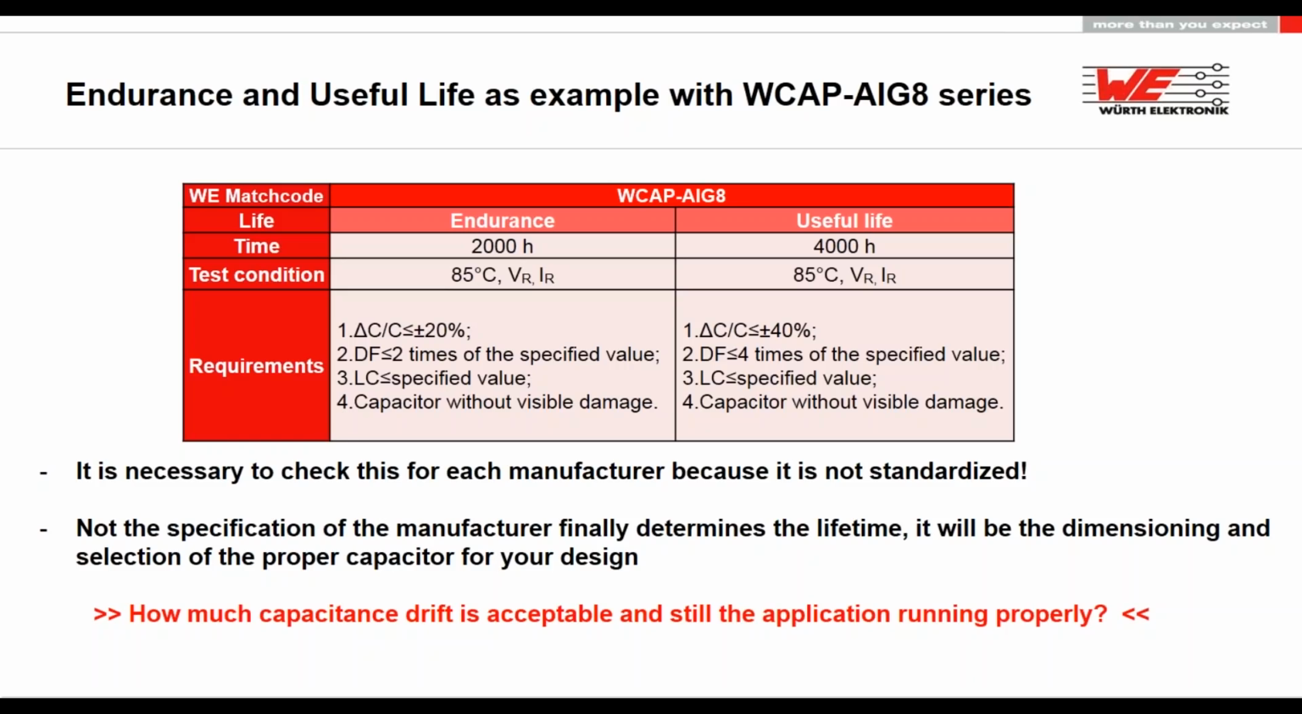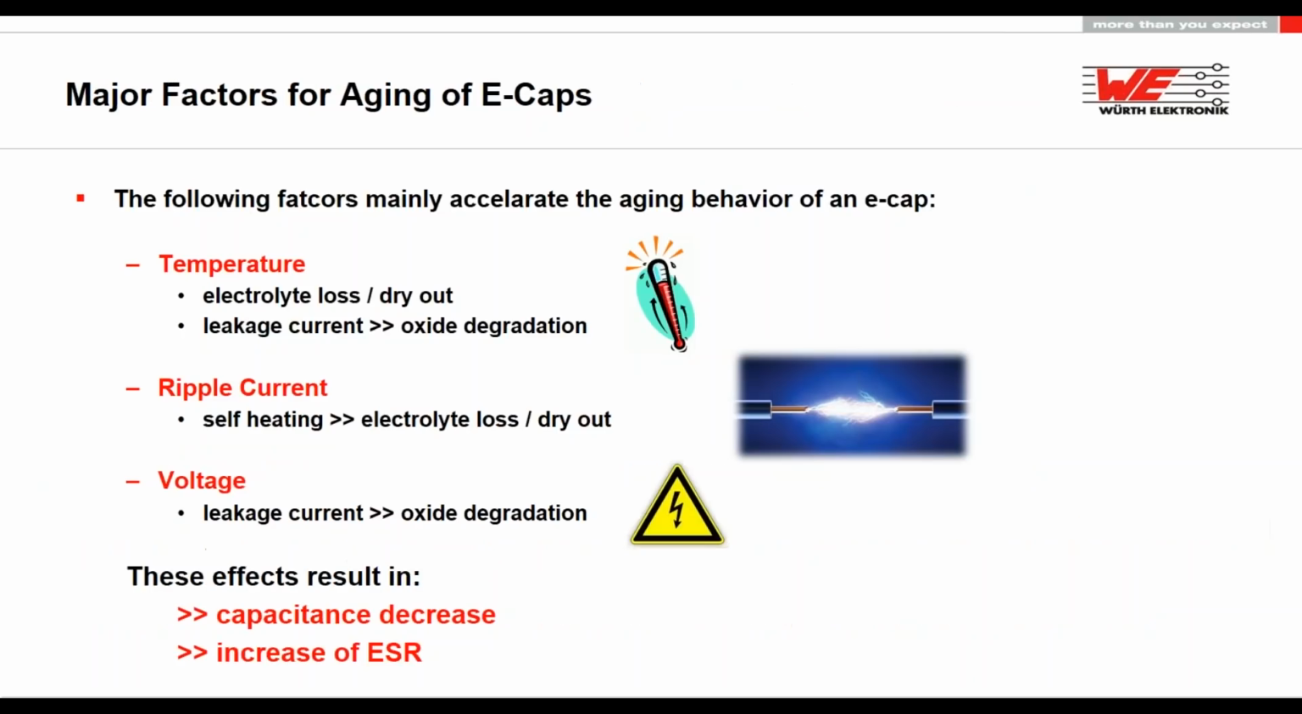But what are the major factors if we talk about aging of ECAPs? The major drivers are the temperature, the ripple current, and the applied voltage. So what happens when you apply temperature? Too much temperature will result in electrolyte loss, because you get a certain dry out behavior. Also, you increase the leakage current, because the oxide degradation can happen, so the dielectric will be damaged by very high temperatures. In case of ripple current, what happens? You run a current over the ESR, and you have a certain self-heating, and this self-heating also results in the same properties as temperature, because with self-heating you get again a heating inside the component.